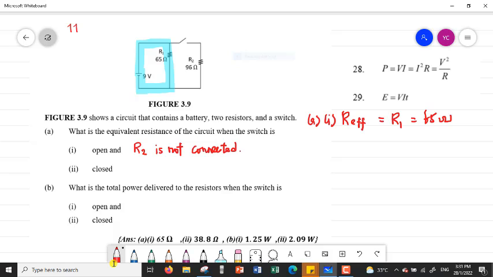Then question B, number 2. What is the equivalent resistance of the circuit when the switch is closed? What about if the switch is closed? So let's say I close the switch. So class, when the switch is closed, we can see that both R1 and R2 both are connected.